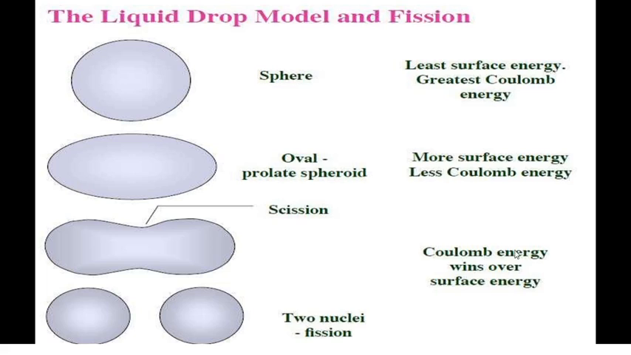Now, what happens? The Coulomb energy wins over surface energy. That means if the proton number is increased, what happens? There is an electrostatic repulsion between the protons inside the nucleus, which will tear the nucleus, or which will tend to cut the nucleus into two, so that the nucleus will have a dumbbell shape like this, which is known as scission. And at last, due to the higher Coulomb energy, this nucleus will split into two, so that two new nuclei are formed, and this process is known as nuclear fission.